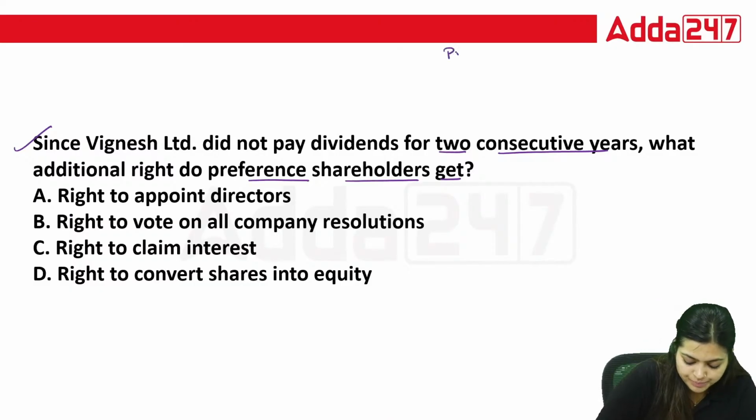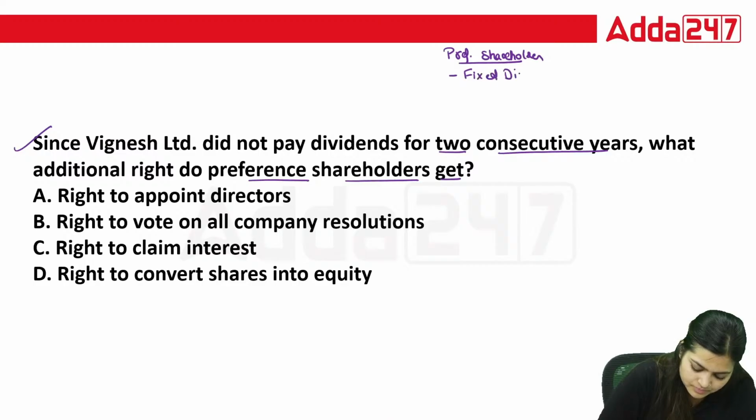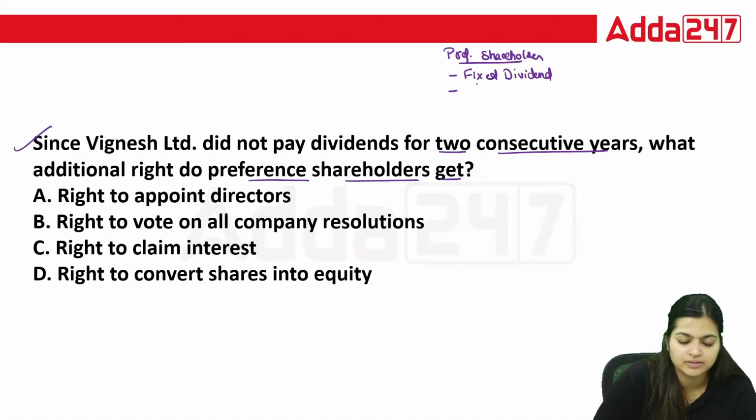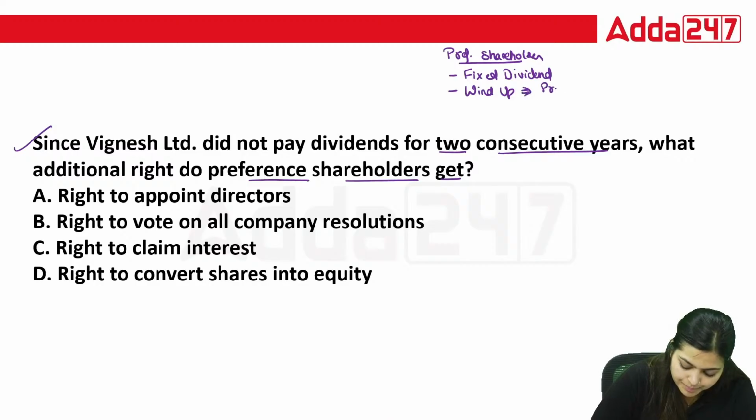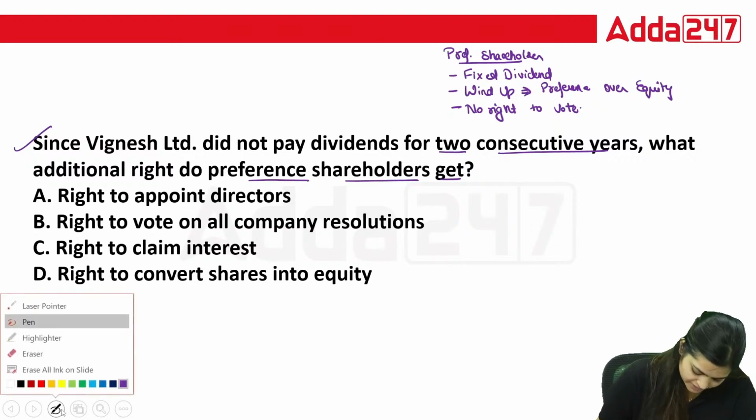If I talk about preference shareholder features, they receive a fixed dividend, plus at the time of redemption or winding up, they get first preference over equity. But generally, they have no right to vote. Yes, so these are the basic features.